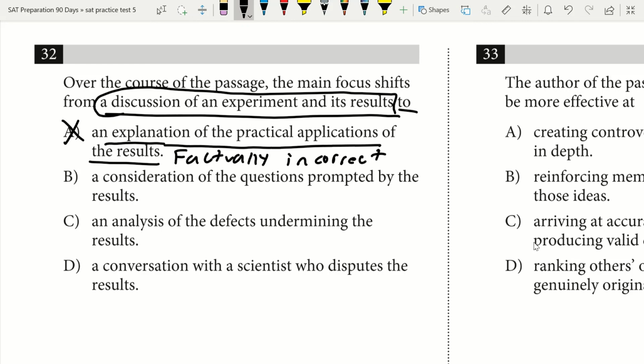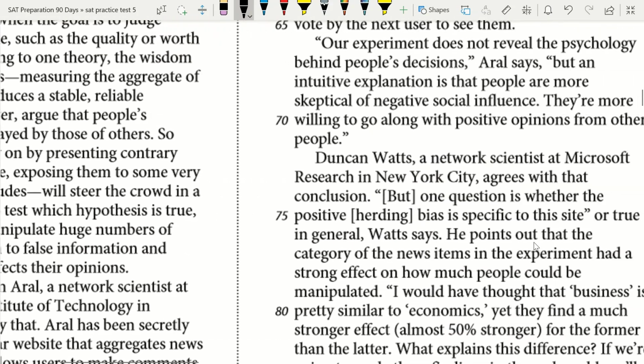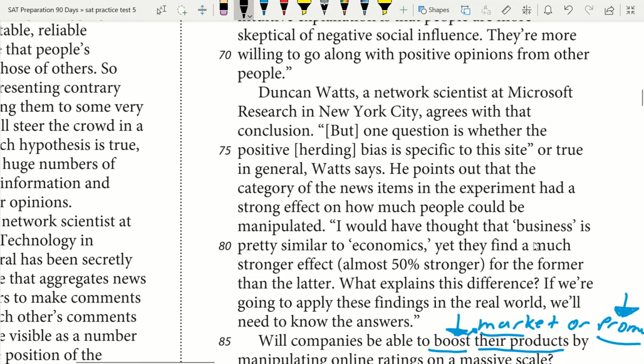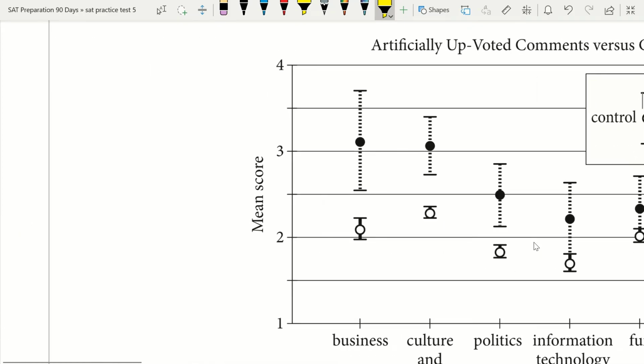Now, if you look at B, a consideration of the questions prompted by the results, that's going to be our correct answer. I can quickly show you those questions prompted by the results that we finish with. We see we have the questions. One question is whether the positive herding, I'll go ahead and highlight it, is whether the positive herding bias is specific to this site or true in general, Watts says. He points out the experiment. He talks about economics being a much stronger effect. He asks what explains the difference. So we're really exploring these questions after that. So B is going to be our correct answer there.